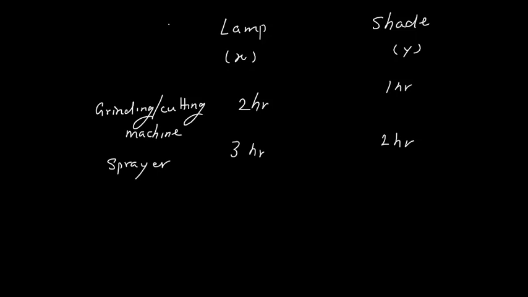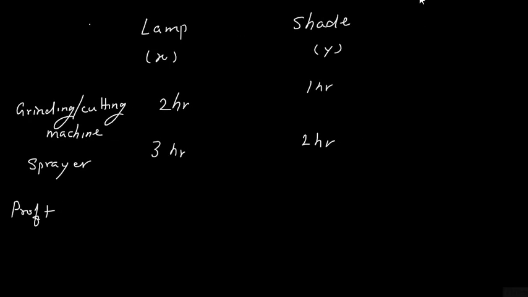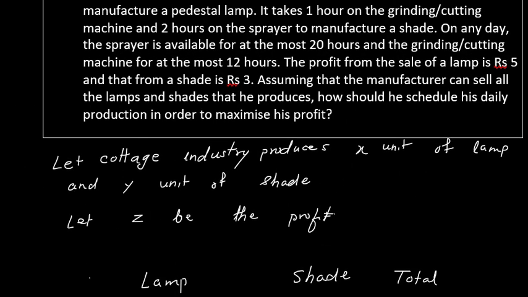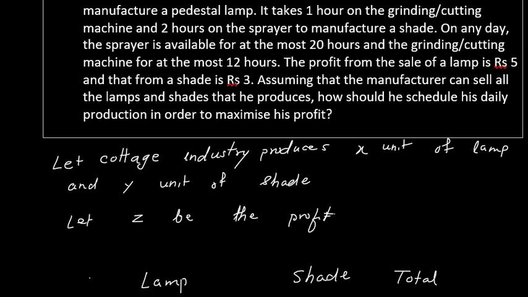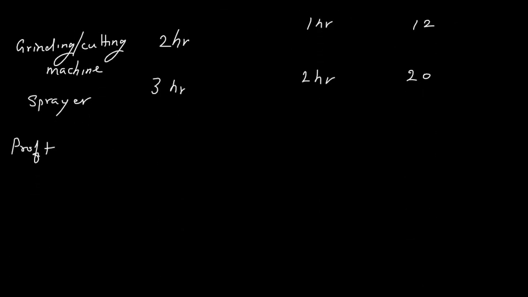Now if we talk about profit and the total time available, the sprayer is available at most 20 hours and the grinding cutting machine for 12 hours. And he will get a profit of 5 rupees on a lamp and 3 rupees on a shade.